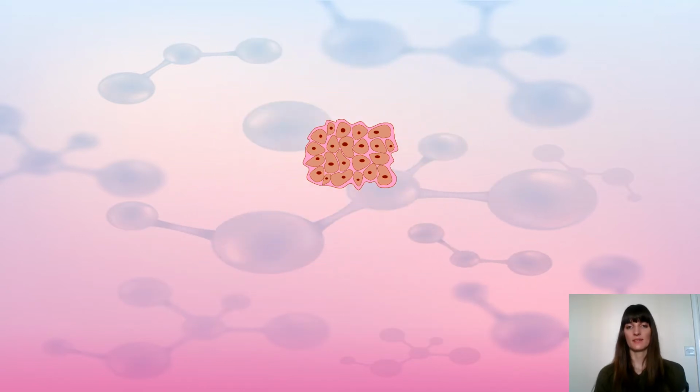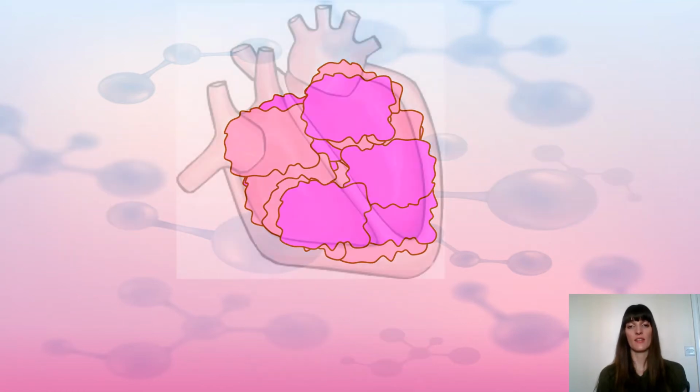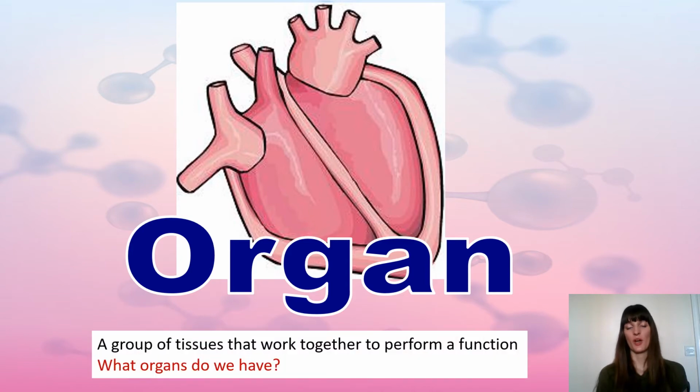And finally, a group of tissues that are all working together will make an organ. In this example, it's a heart, so that would be made of cardiac muscle tissue. So think about what organs we have in our body, or your cat or your dog, or if you really want to challenge yourself, what organs, tissues and cells would you find in a plant?